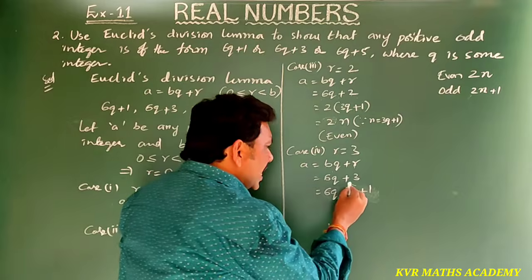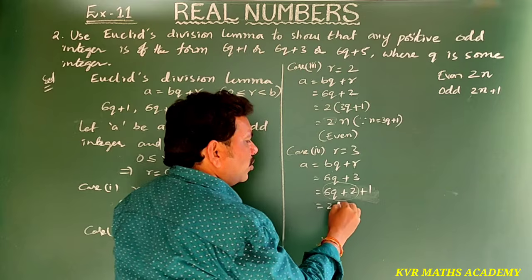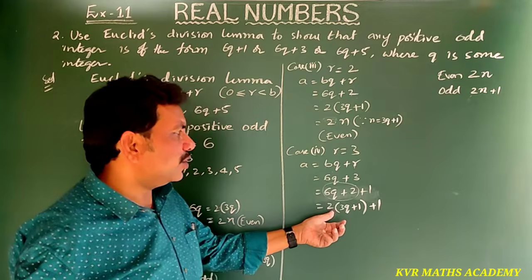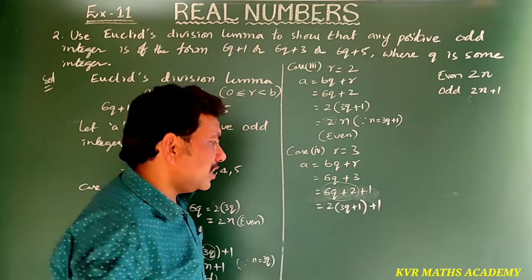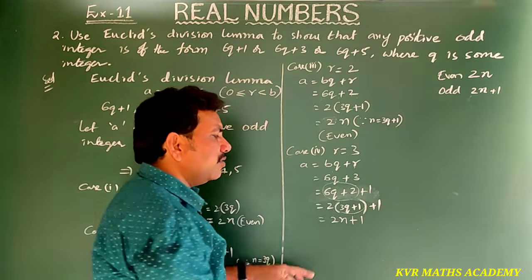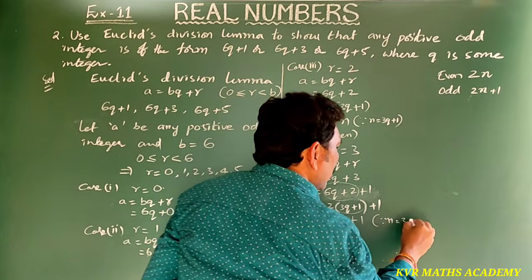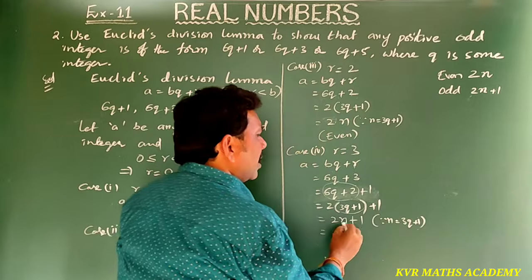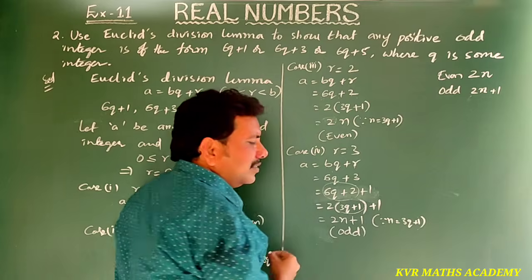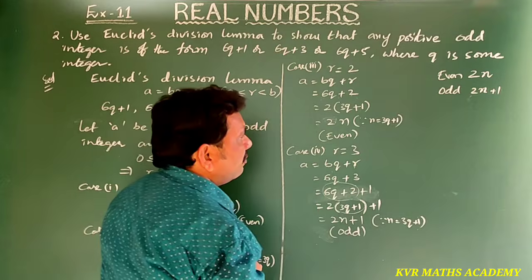Yes. So now in these both, take 2 as common. This is 2 into 3q plus 1, plus 1, isn't it? Here this will be 2n plus 1, where 3q plus 1 is taken as n, any positive integer. Now, is 2n plus 1 odd or not? Yes, exactly, odd. Understood clearly? Yes.